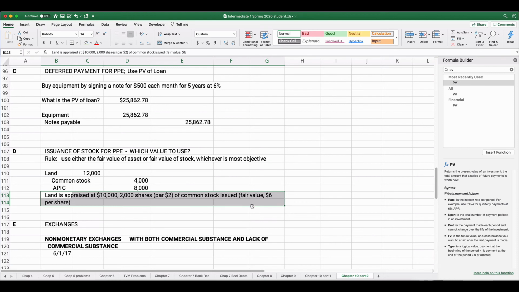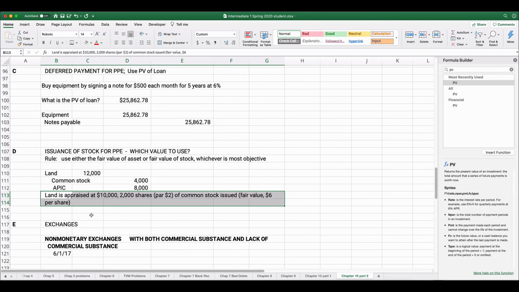Let's say that it's traded on the open market. It's traded on the NASDAQ or whatever. Then we feel like the share price of the stock is more readily apparent. So therefore, we're going to use the 12,000. And then common stock is the par value of 2. And then the difference is paid-in capital.